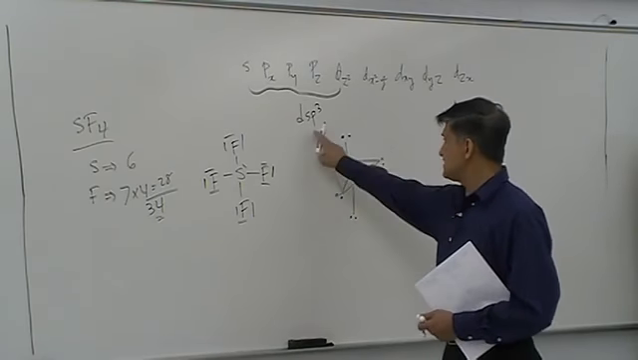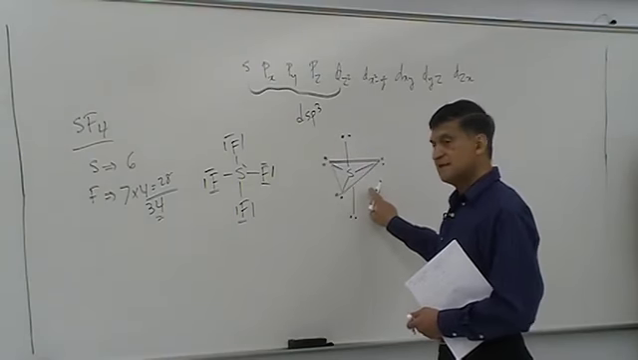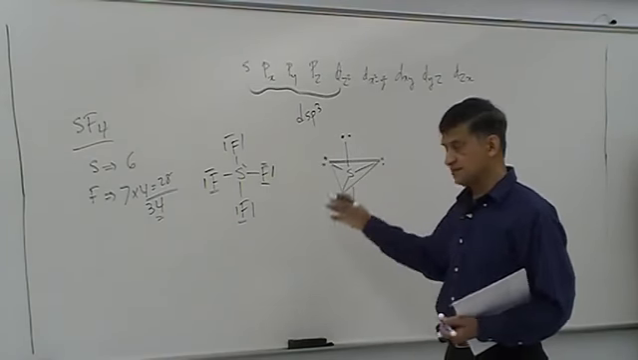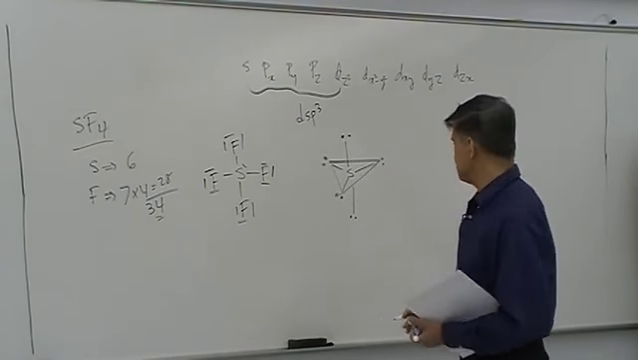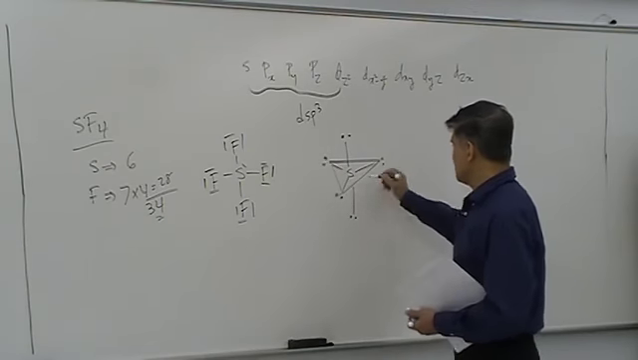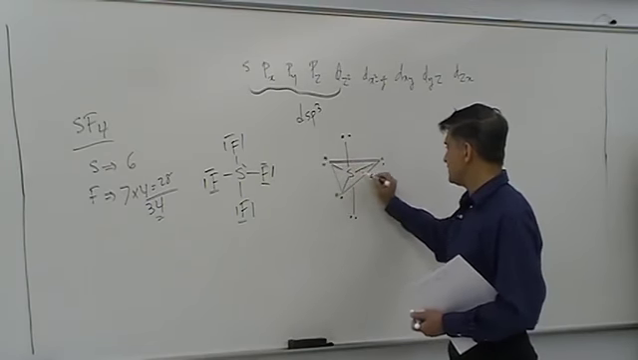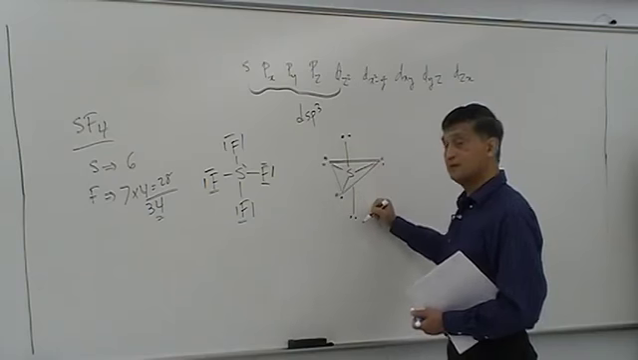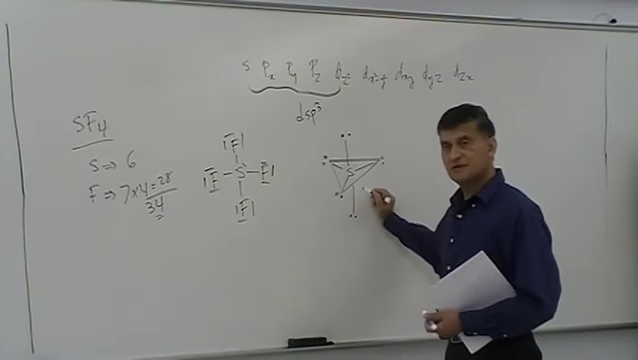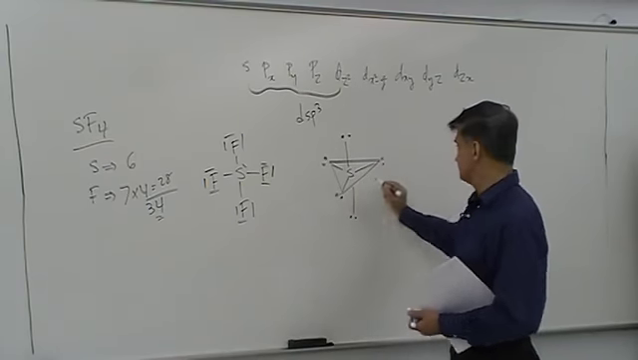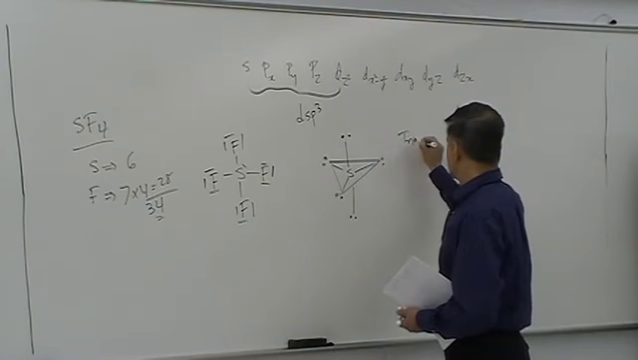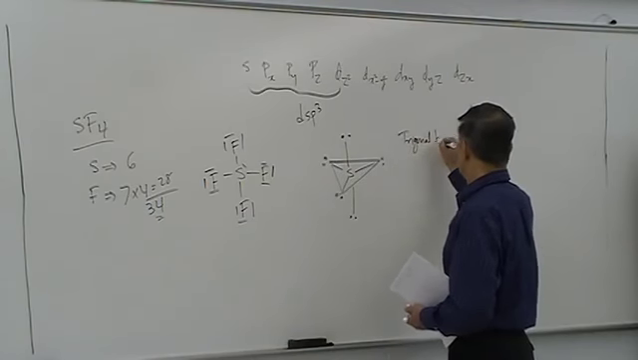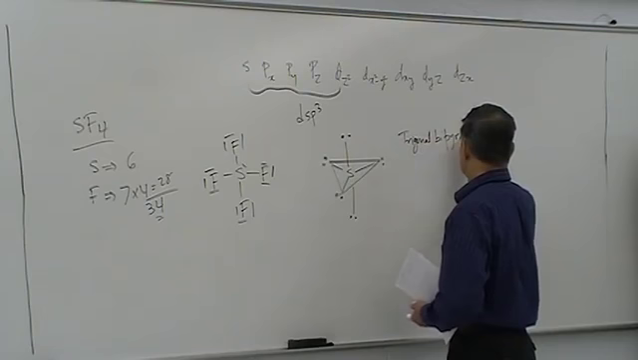So these would have dsp3 hybridization, and the name of the molecular geometry again is given in one of the tables, so make sure you know this. This is a triangular plane and 1 pair on the top, 1 pair on the bottom. It's called trigonal bipyramidal. So it's a trigonal bipyramidal structure.